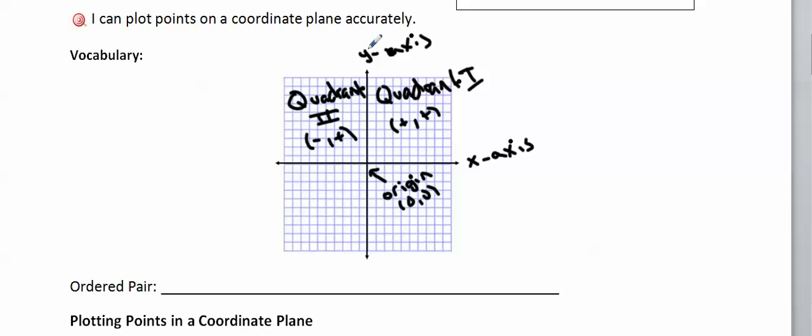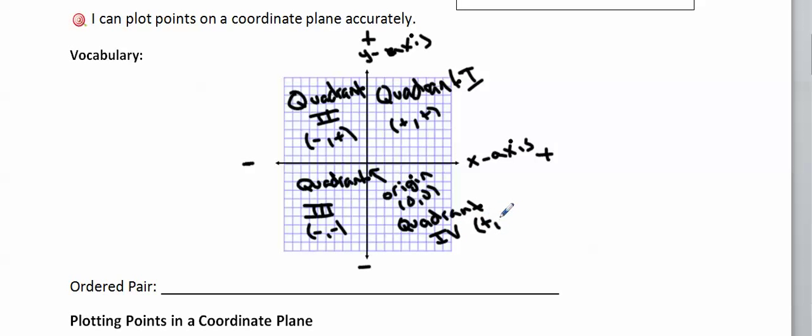Because y is positive in the up direction, x is positive to the right, and x is negative to the left. All right, here's quadrant 3, sorry. It's made up of both negative x and negative y, so negative x to the left and negative y is down. And then finally quadrant 4 is made up of positive x values and negative y values since it's underneath the x-axis.